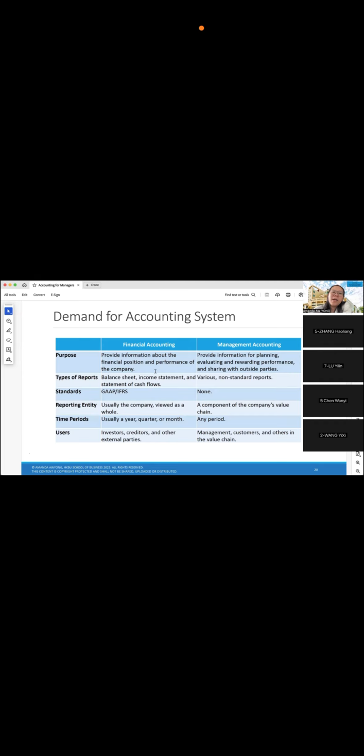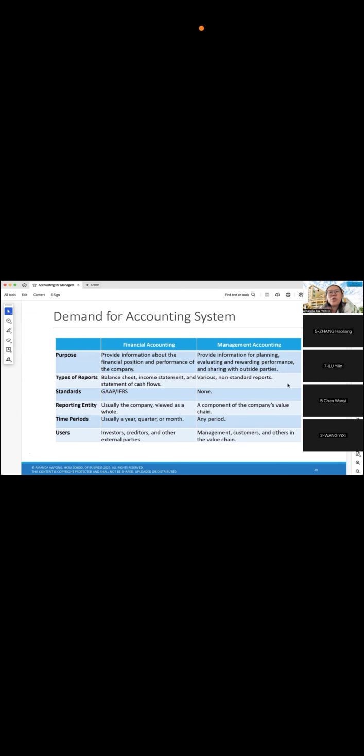Okay, now in terms of the types of reports for financial accounting, the main output would be the balance sheet, income statement, and statement of cash flows, which I guess you have seen when I asked you to look at the annual reports of Tesla and BYD. So those are typical types of reports under FA. However, for management accounting, there is no standardized format across firms.